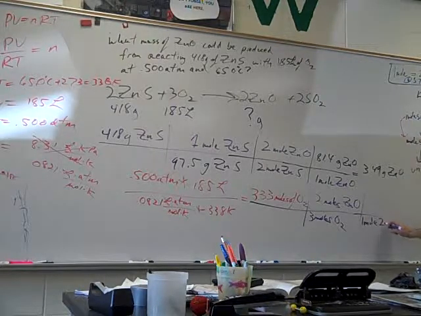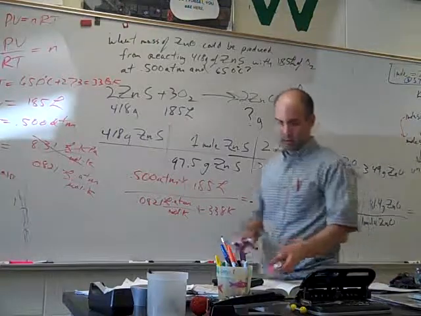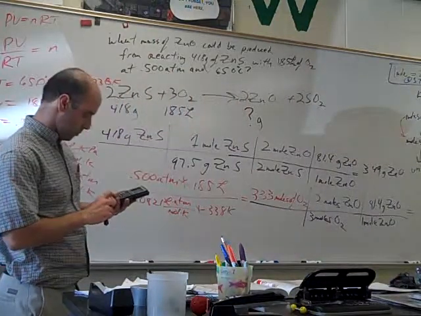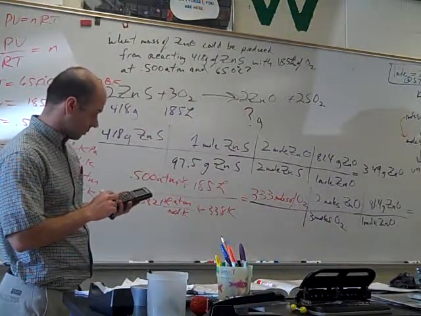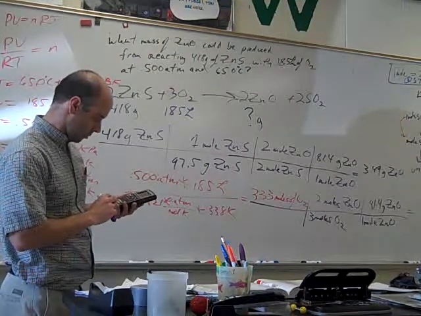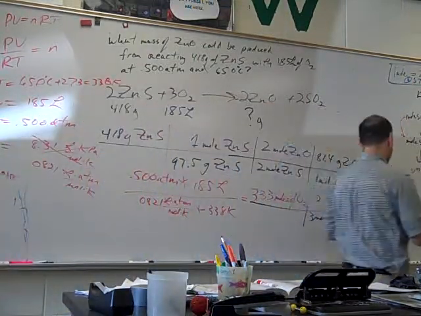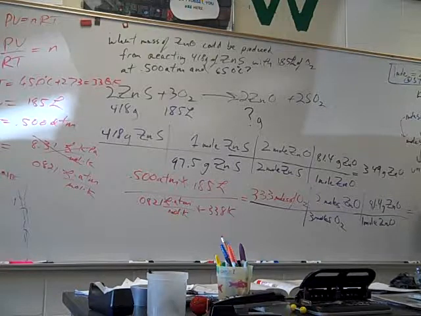1 mole of zinc oxide weighs 81.4 grams. And they get 181 grams of zinc oxide.